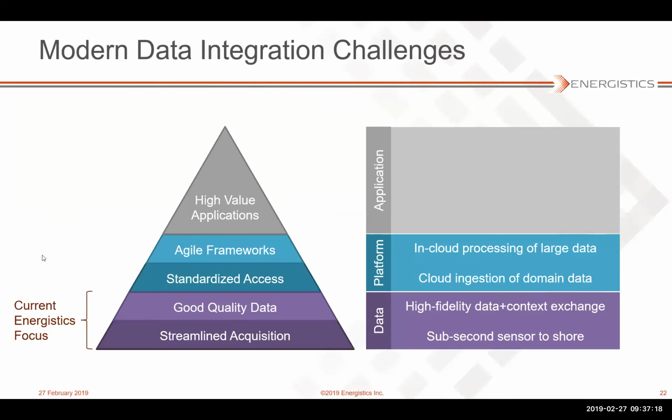Again, the reminder of the data pyramid I showed earlier. The focus for Energistics is currently at the base of the pyramid, and I really want to emphasize that this focus is critical and it must remain. This is the foundation upon which everything else is built. Without continued investment to support these new data sources and lower latency, higher quality access to the data, we can't continue to think about even newer ideas for higher level things.